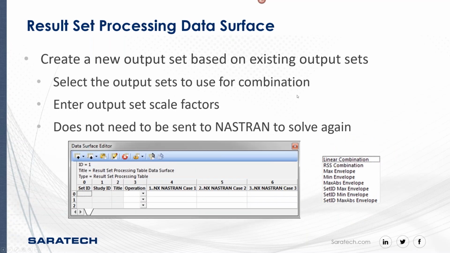You can do the same thing with output. So if you want to do a combination, linear combination, envelope, RSS, you could do that as output. This is just scaling output. The nice thing about doing it this way is you don't have to run it back through Nastran.